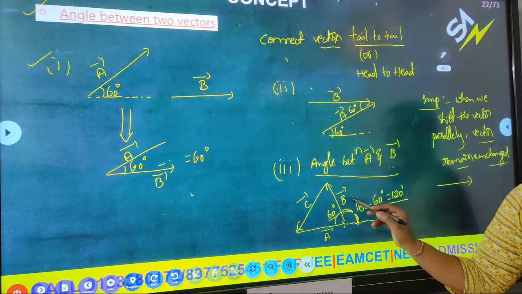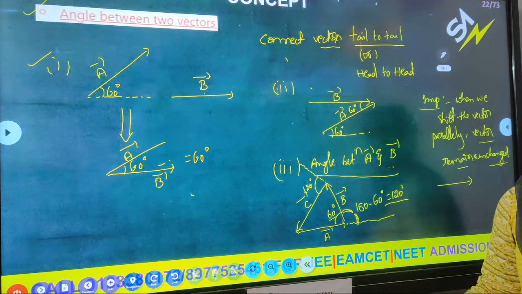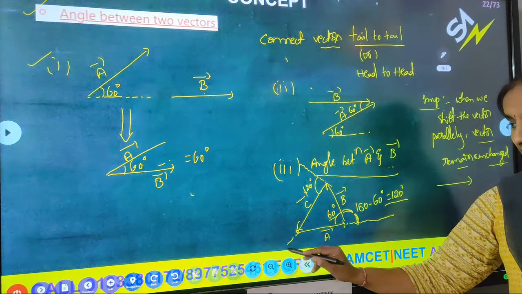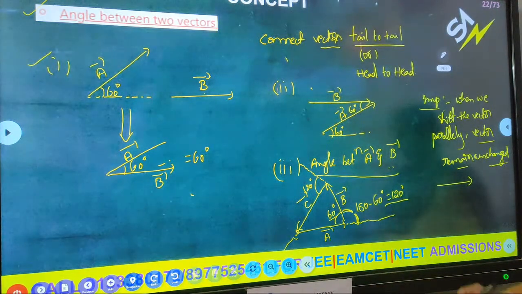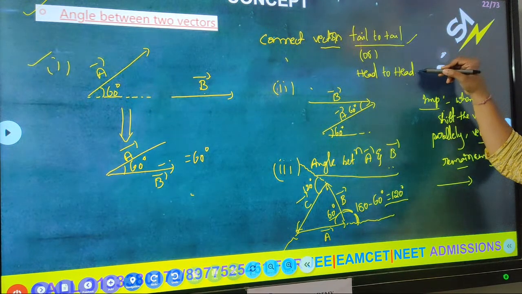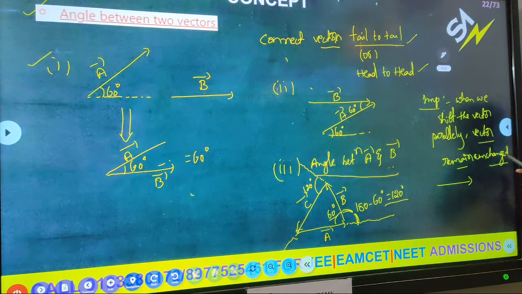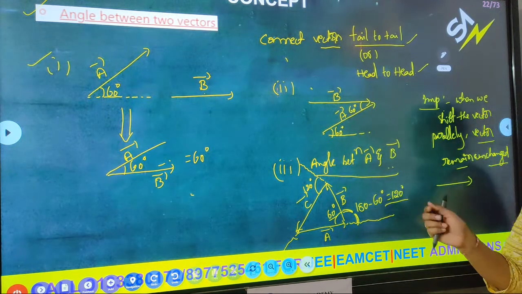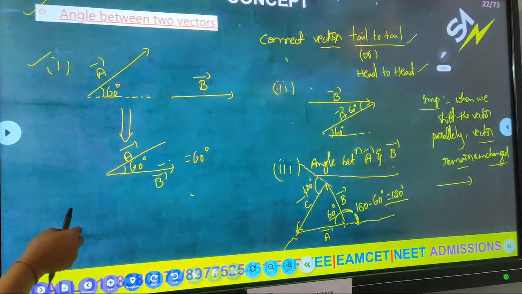Similarly, you can take B and C by shifting this vector. Here angle also same 120 degrees, and here we can take between A and C like 180 minus 60, it will be 120. So to find angle between vectors, we always connect the vectors tail to tail or head to head. So keep in mind, while shifting the vector parallelly, vector remains unchanged. So you can place that vector at any other point without changing its direction and the magnitude. So this way you can find the angle between two vectors.